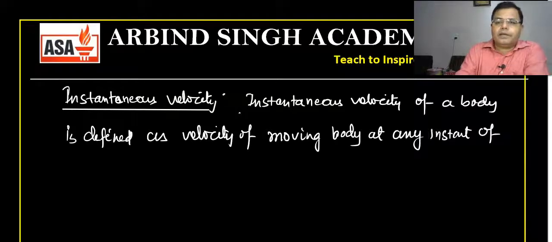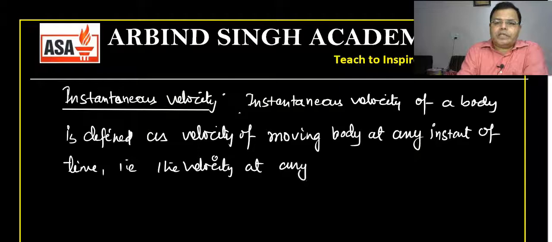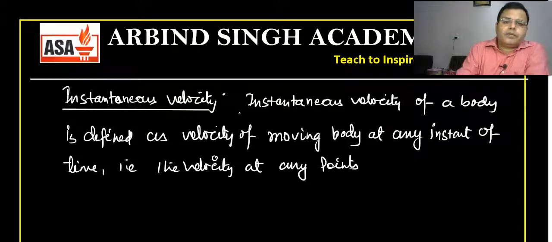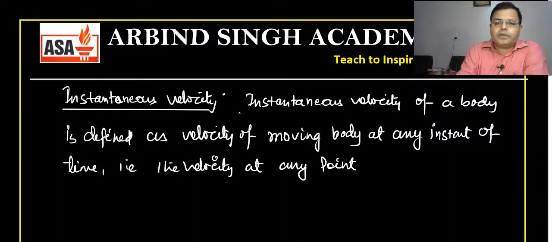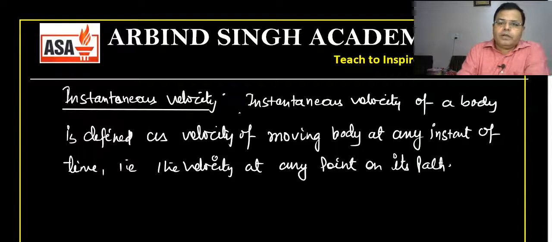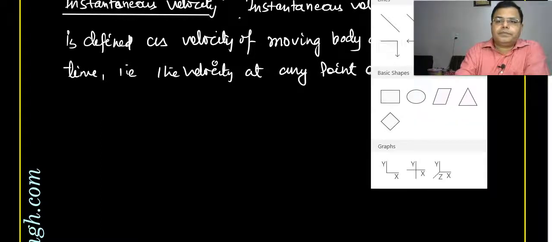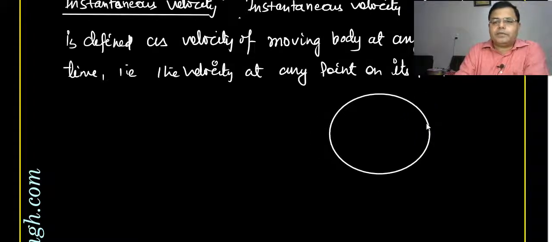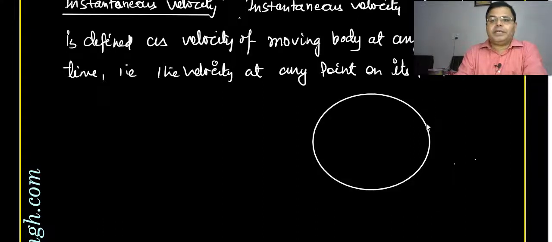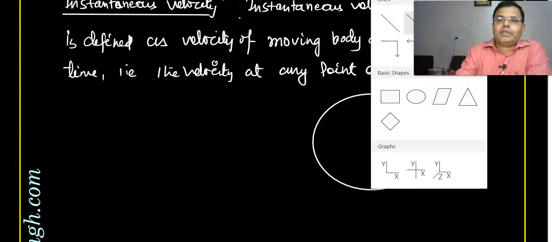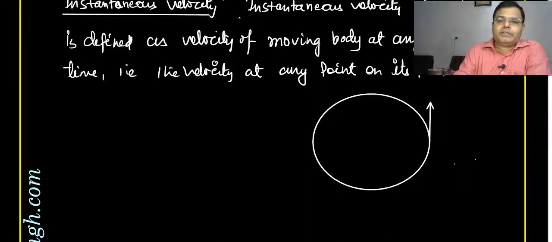Any instant of time, that is the velocity at any point on its path, right? So we can write here, at any point of its path, say the body is moving like this, and its velocity is to be considered at any point here. So the direction of velocity at any point of its path is the rate of change of displacement, right?